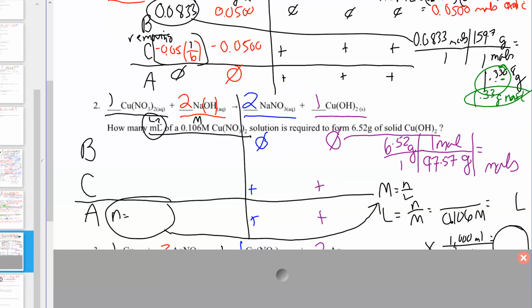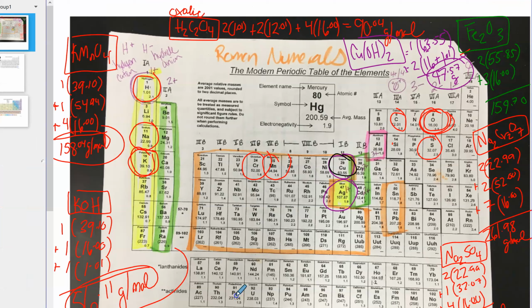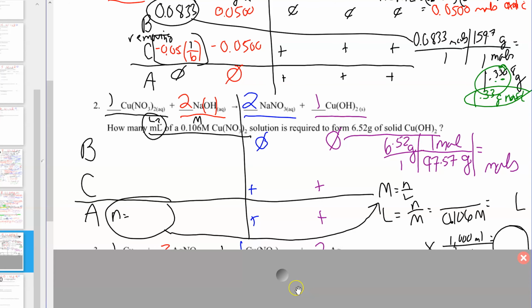Okay, so first things first, we got to put some moles into this BCA table. This one we're going to work backwards from the product. We know that we're ending up with 6.52 grams of solid copper 2 hydroxide, but we need to know how many moles that is in the BCA table. So to do that, we're going to go to the periodic table. Copper 2 hydroxide, so Cu(OH)2, there's 1 copper atom, then there's 2 hydroxides. We add all that up, we get 97.57 grams per mole.